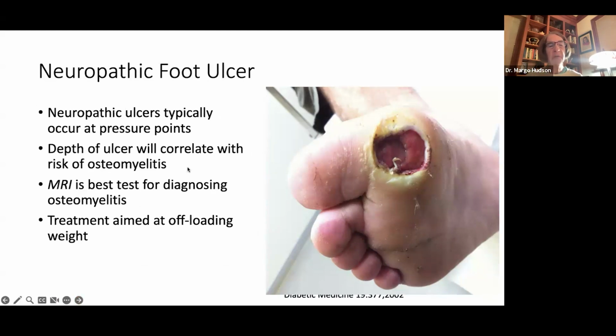The depth of the ulcer will correlate with risk of osteomyelitis. So the deeper the ulcer, the higher the chance that the patient will have osteomyelitis. MRI is really the best test for diagnosing osteomyelitis. And if patients have osteomyelitis, they really need specialty care and antibiotics. But treatment in general to heal the ulcer is aimed at offloading weight.